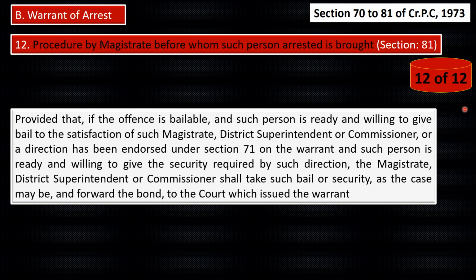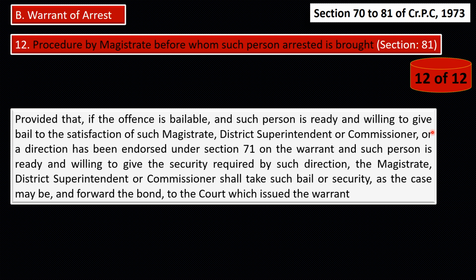Definitely, because he has been arrested. Provided, now the condition is that if the offense under which a person is arrested is a bailable offense, and the person is ready and willing to give the sureties and bail sureties, then the person will be released on such sureties as given under section 71. I hope this last point is also clear, and we are wrapping up warrant of arrest with this.